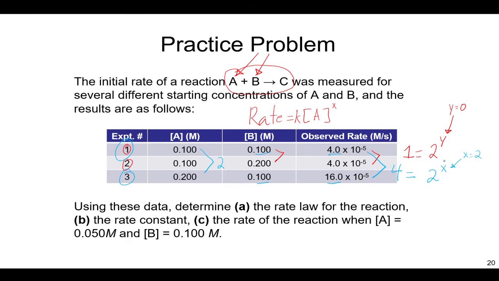And that's how we figure out the overall rate law. So our rate law here for this practice problem is rate equals k times A to the second power. And that's our overall rate law. That is part A. So the answer to part A is rate equals k concentration of A squared. It's second order with respect to A, and it's zeroth order with respect to B. Now, for part B of the problem, what is the rate constant?